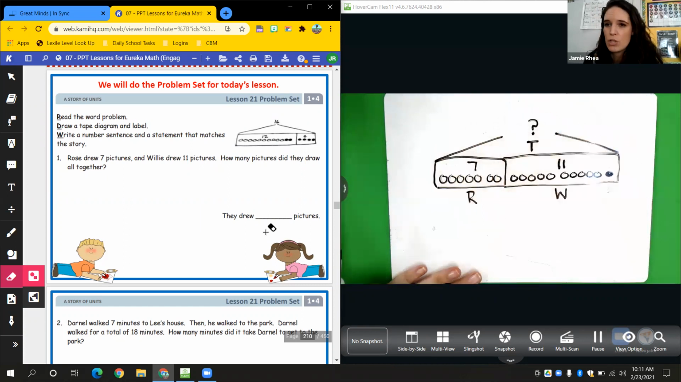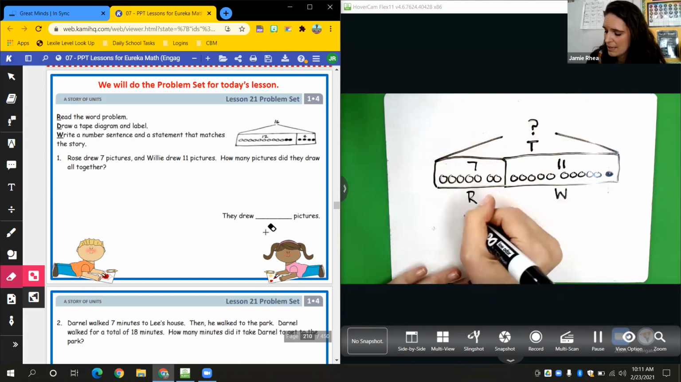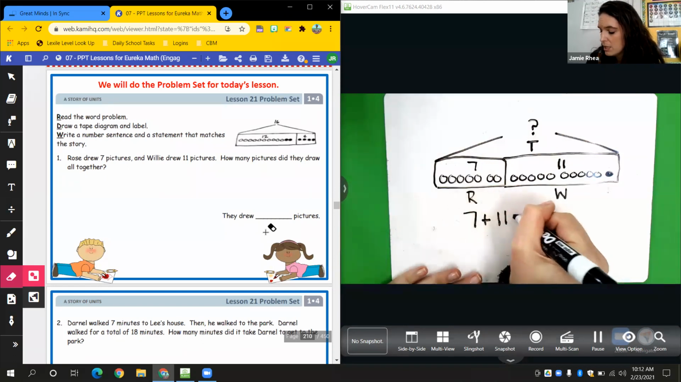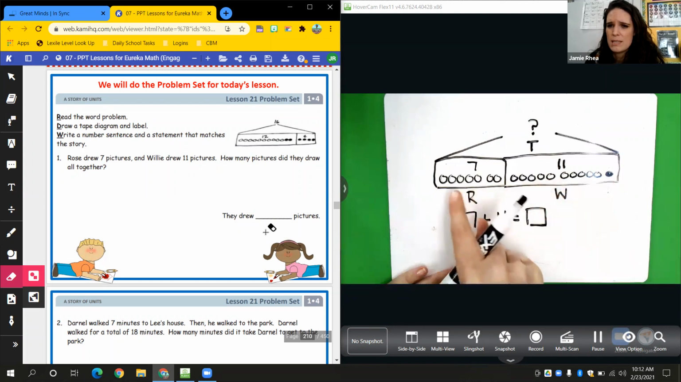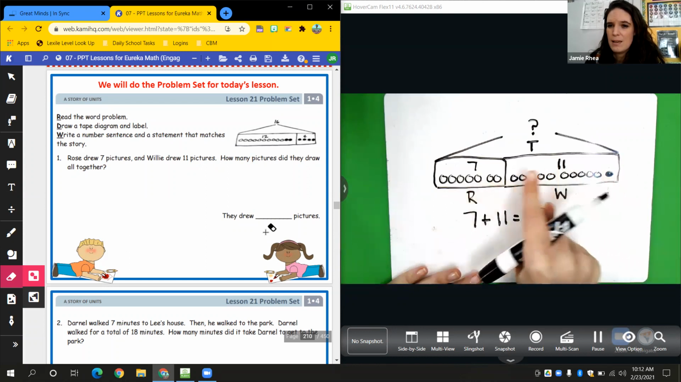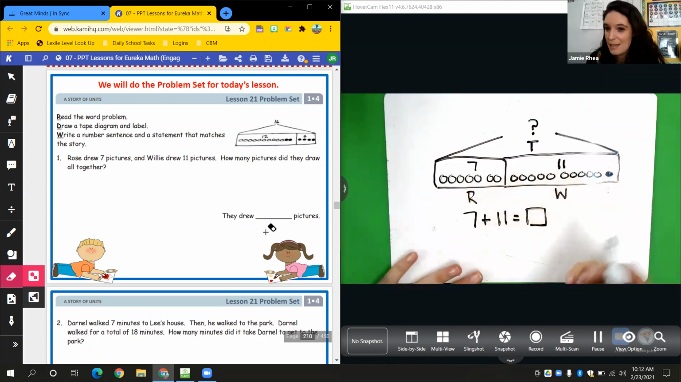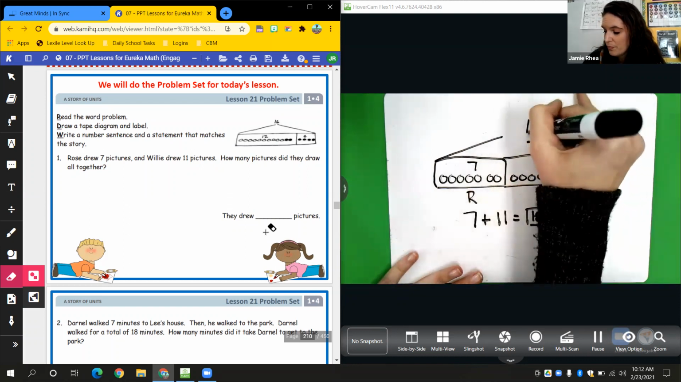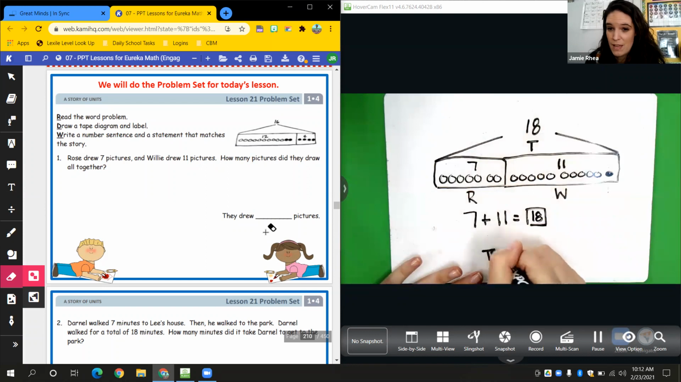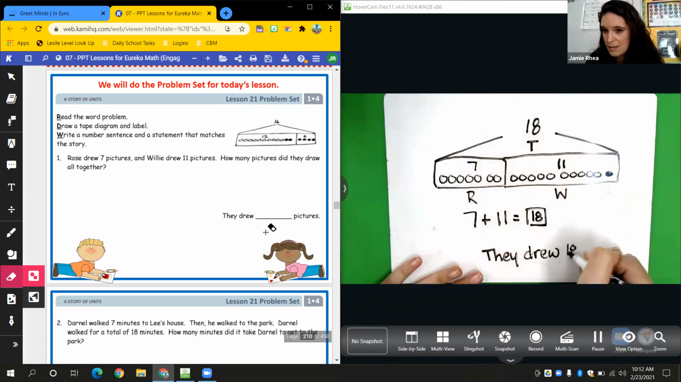You don't have to put T for total if you don't want to, because you should know that now that this up here is your total. I put it on there. Okay, so now I need to figure this out. I can say 7 plus 11 equals something. How can I figure that out? Well, I know 10 plus 1 is 11. So 7 plus 1 more is 8, and 8 plus 10 is 18. So 18 is my total. Now I got, they drew 18 pictures.